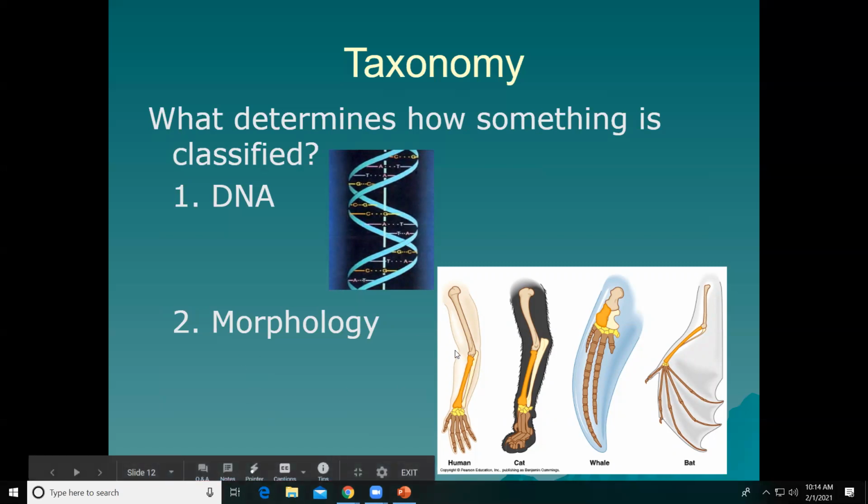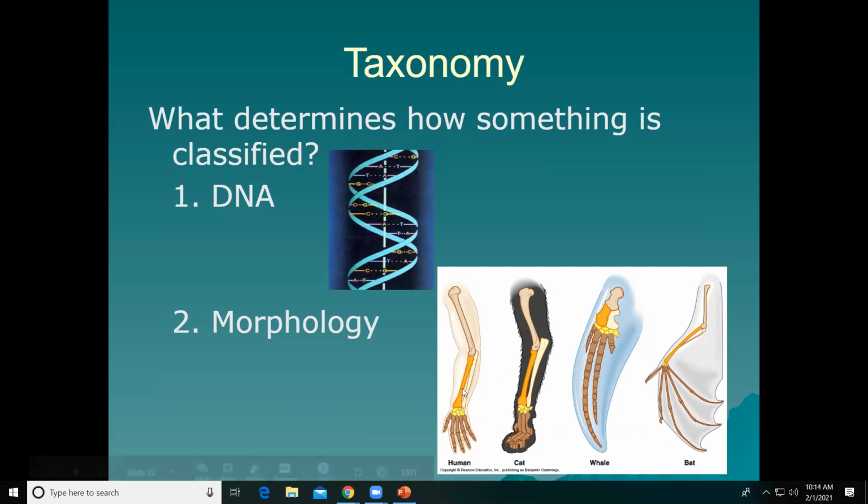Another example is looking at the arm structure of organisms. If we look here, we have a human, cat, whale, and bat. If we look at their upper arm, say the wings of a bat or the flipper of a whale, we all have the same bone structure. Humans have a humerus, cats have a humerus, the whale has a humerus, and a bat has a humerus as well. All four of these species look very different, but they have the same bone structure in their arm.